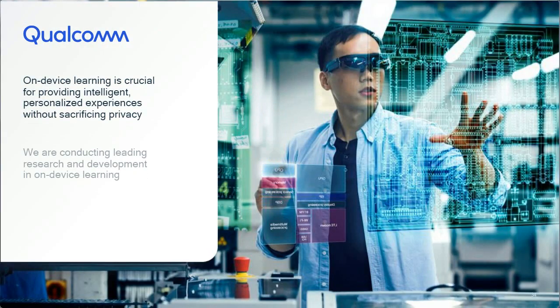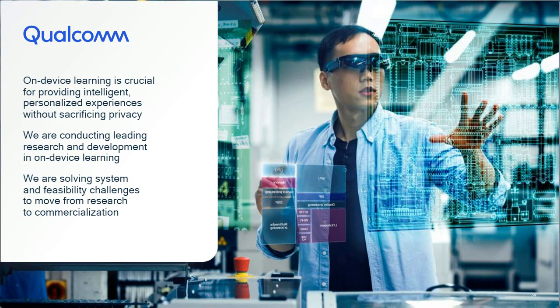And with that, let me conclude with just letting you know that on-device learning, again, we feel is really crucial to providing intelligent and personalized experiences without sacrificing privacy, and also helping us to scale up AI as more use cases are pervading and going across more devices in mobile and in edge and in IoT. And this gives you a feel for the research that we're doing in our group, and also the development toward on-device learning. And really our goal is to come up with solutions that can address the bottlenecks, but then also help us to solve the overall system and feasibility challenges, so that we can move our research toward commercialization.